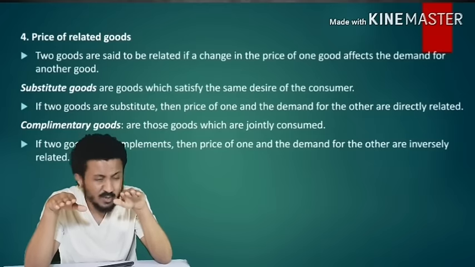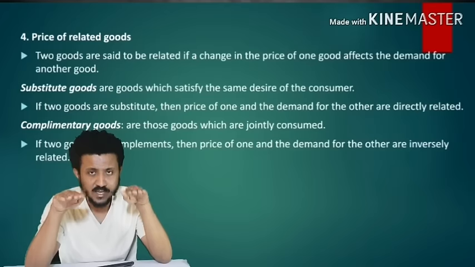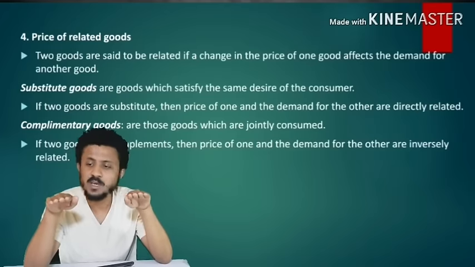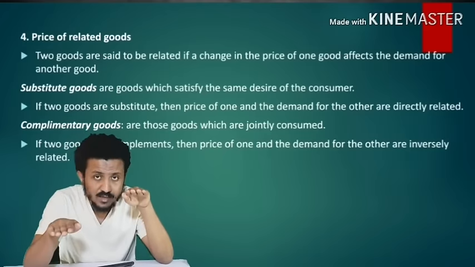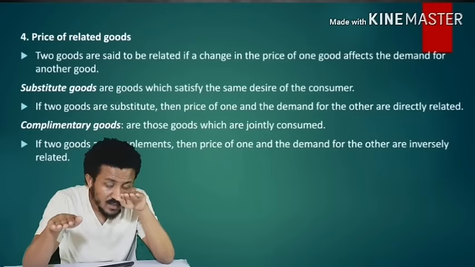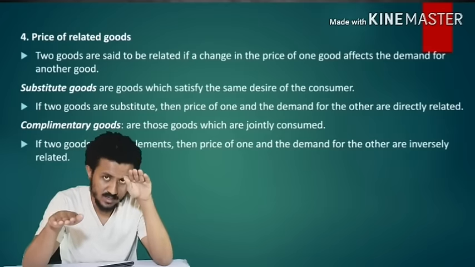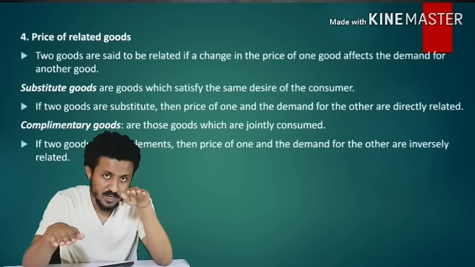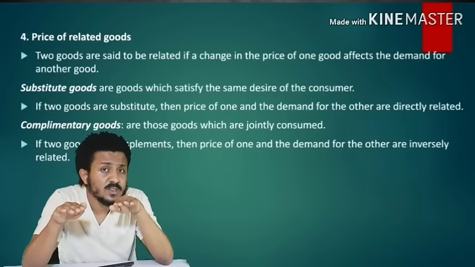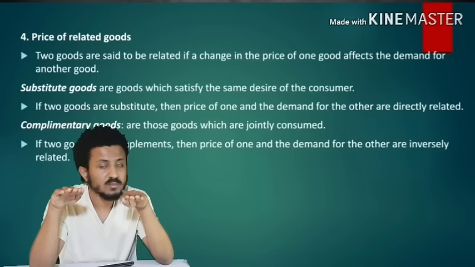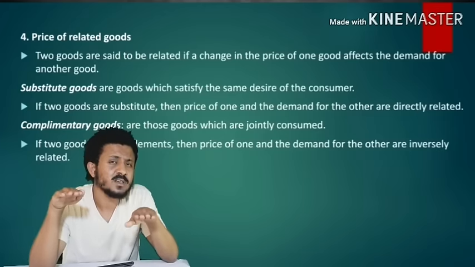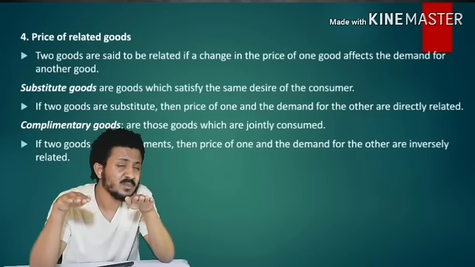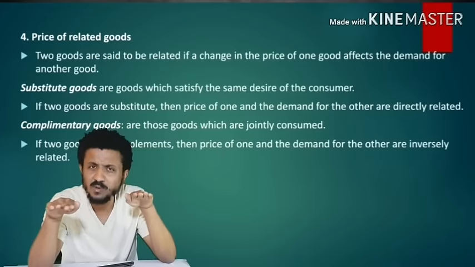For example, let's look at a whiteboard and a marker for the whiteboard. If the price of the whiteboard decreases, the demand for the marker increases, because we want more whiteboards. If the price of the whiteboard increases, the demand for the marker decreases. You see, it is the opposite. When the price of a whiteboard increases, we don't buy it, so the demand for the marker has decreased.